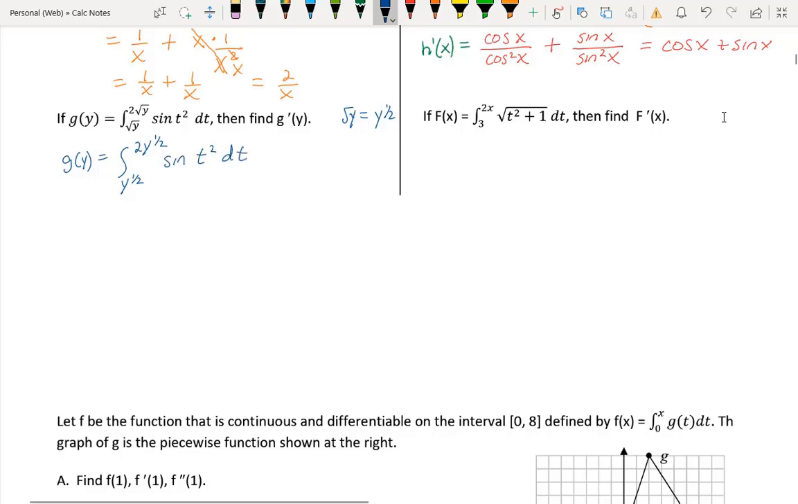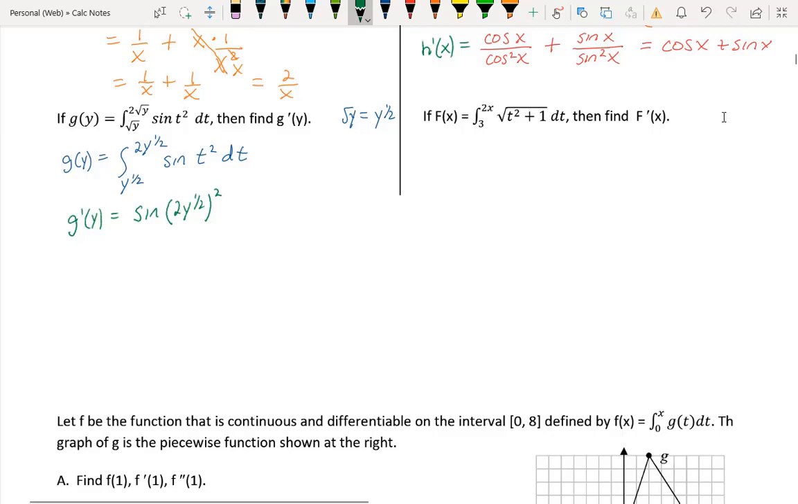Alright, so now I'm going to plug in. I think it'll just be a little bit easier. So g prime of y is equal to plugging in 2y to the 1/2 for t. So this is going to be sine of 2y to the 1/2 squared, times the derivative of 2y to the 1/2.